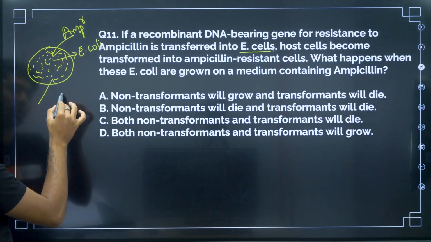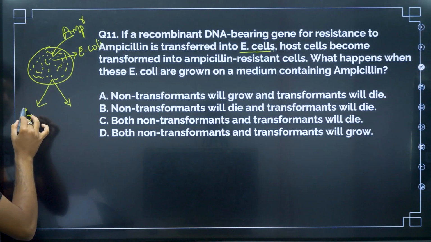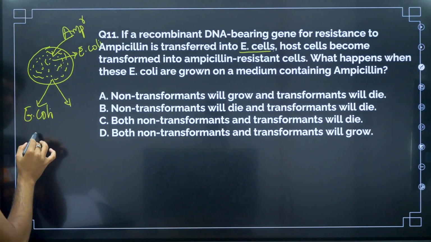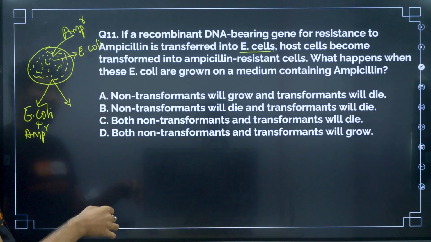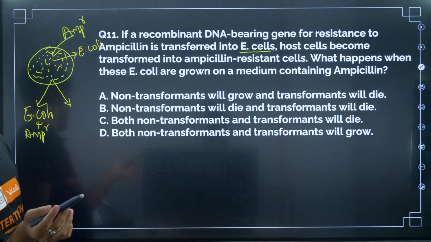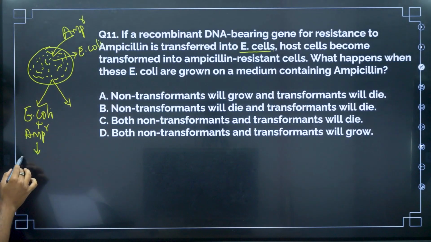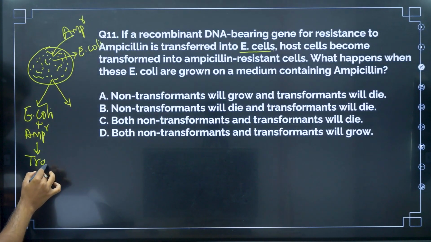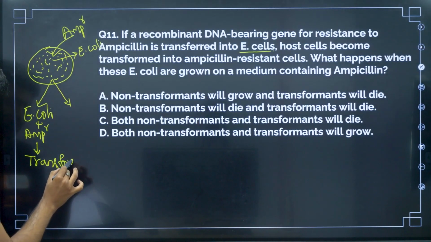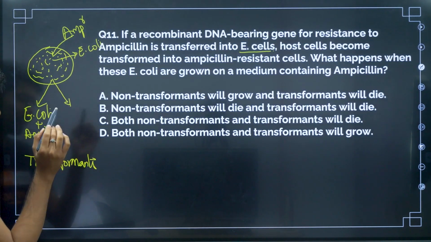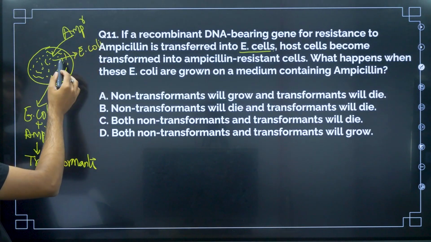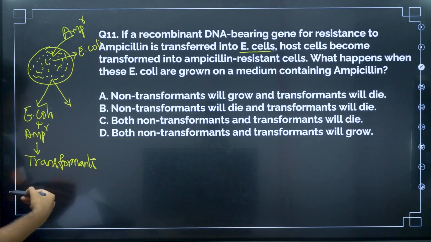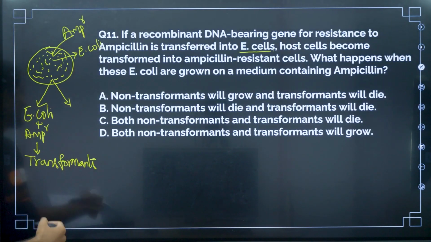You can get two types of E. coli. One E. coli has the ampicillin resistant gene. This E. coli has transformed from the normal E. coli to ampicillin resistant E. coli. Therefore these are called transformants. This was a normal E. coli, they have taken the ampicillin resistant gene, and now they have transformed. Therefore we call them transformants.